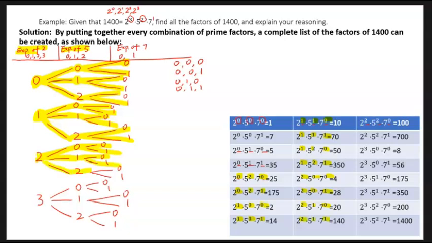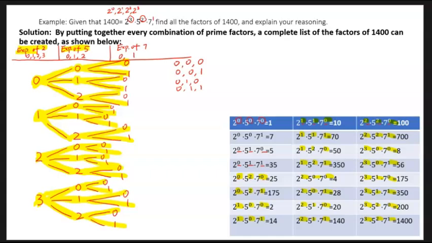Next, 2, 2, 0, and 2, 2, 1, and now 3, 0, 0, and 3, 0, 1, and then start over, 3, 1, 0, and 3, 1, 1. Finally, 3, 2, 0, and 3, 2, 1.